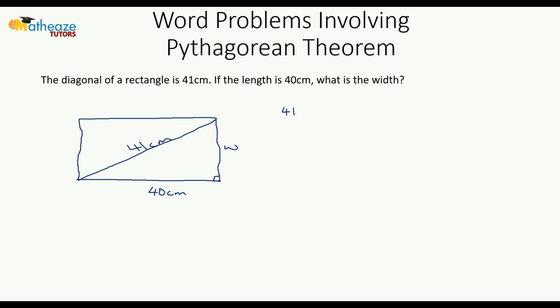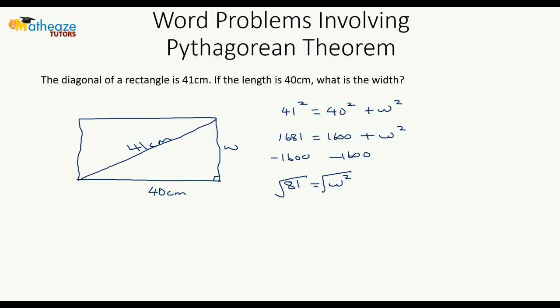We apply the Pythagorean theorem. So 41 squared is equal to 40 squared plus w squared. 1681 equals 1600 plus w squared. Let's subtract 1600 from both sides. We have 81 is w squared. And we take the square root of both sides. 9 equals w. So the width is 9 centimeters.